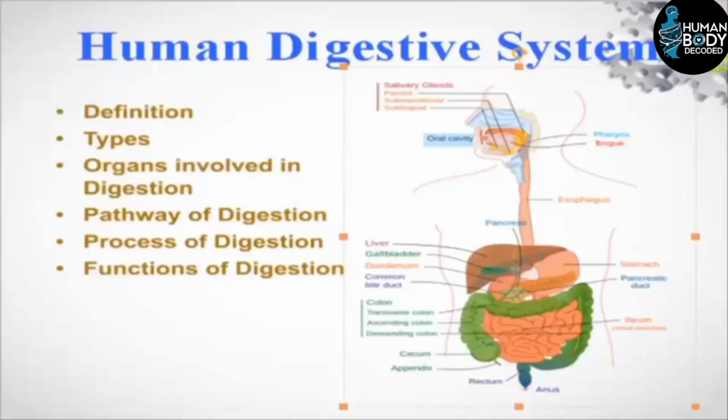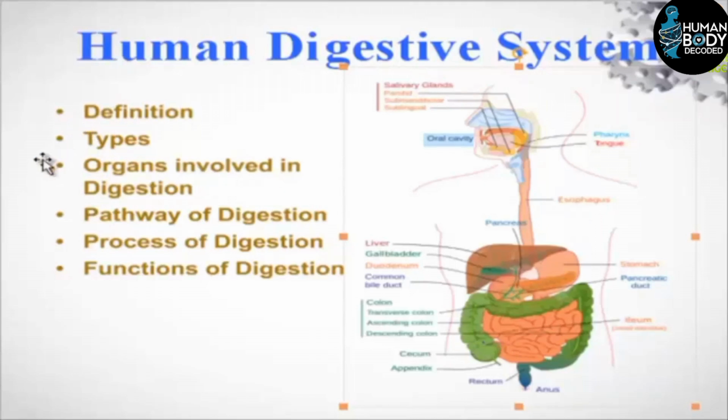Today, we will study the digestive system and how the human digestive system works. In this lecture, we will cover the following points. First, we will define the digestive system. Then, we will discuss the different types of digestive systems.